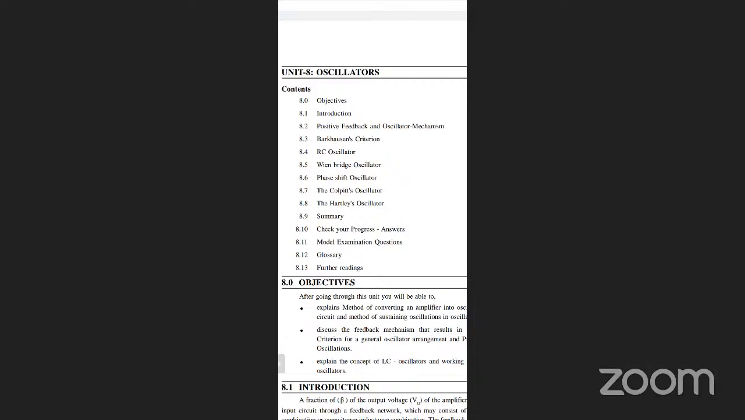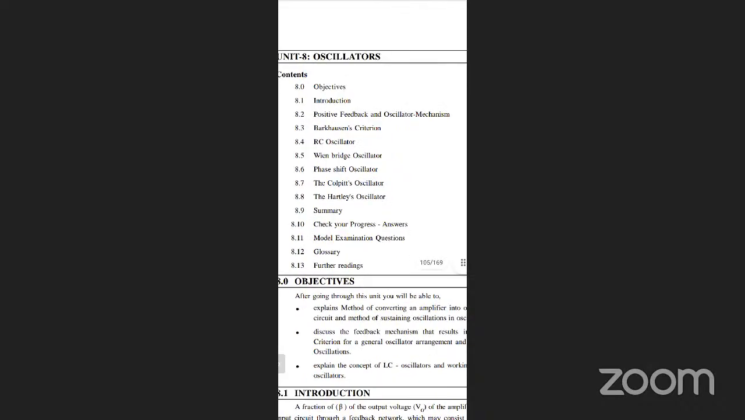The oscillator, to produce oscillations, has to follow one condition. That condition is that A beta equals 1, where A is the gain of the amplifier and beta is the gain of the feedback amplifier. When A beta equals 1, only then will the oscillator produce oscillations. So this is the condition. The Barkhausen criteria will be asked as an essay question.